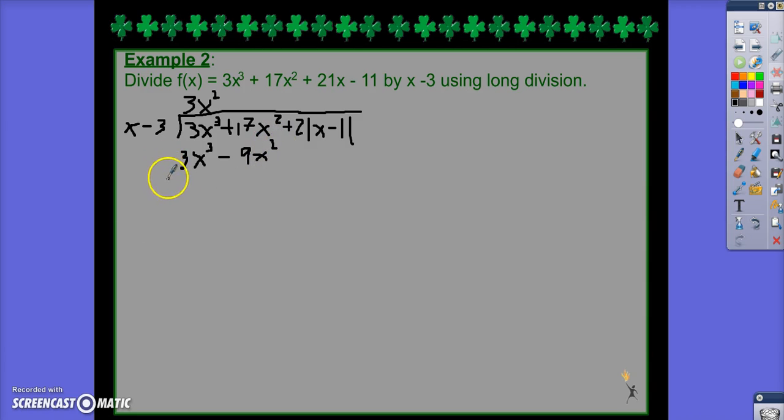Now this time there's only 2 terms, so you only multiply what's out front and stop. Subtraction means I switch my signs. This is now negative. This is now plus. They go away. 17 plus 9 is 26x squared. And you could bring down more than one term, but I usually only bring down the next one, so plus 21x.